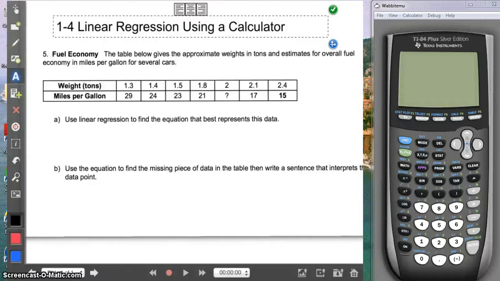Let's do number 5 on our practice sheet 1-4 linear regression, and we're going to review today how to use a calculator to do the linear regression. So let's go ahead, over number 5.